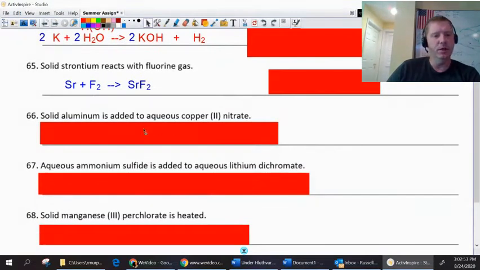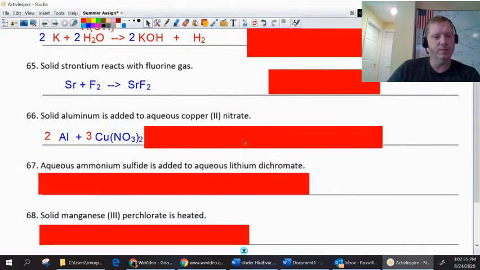Number 66, aluminum reacts with a copper 2 nitrate solution. So first, I got to write the formulas carefully. Aluminum, copper 2 nitrate. That means copper's got a +2 charge, and there's 2 nitrates attached to it. And then this also feels like a single displacement, just like we had up here, where aluminum can kick out a single element. It's going to kick out the copper.